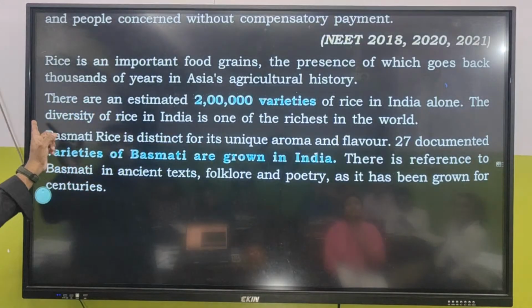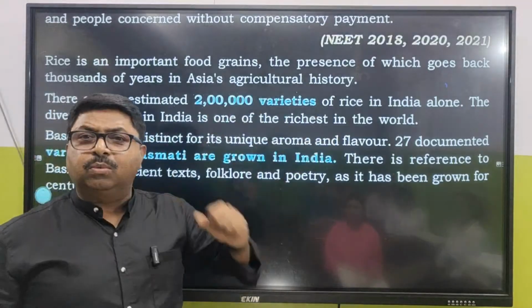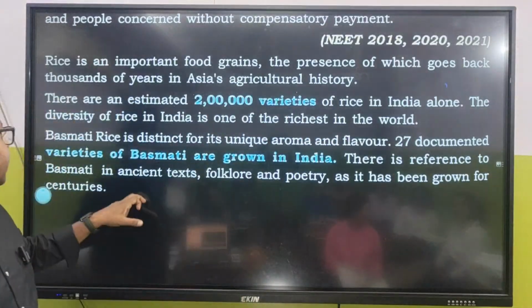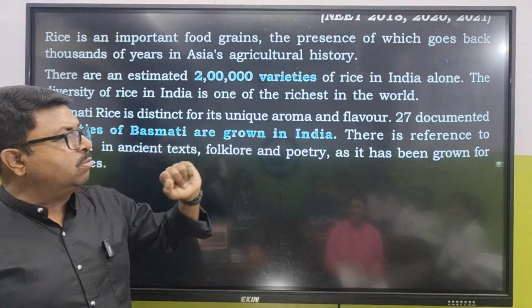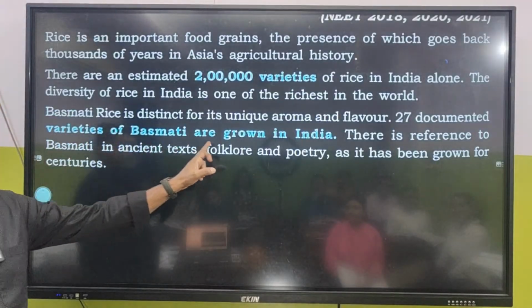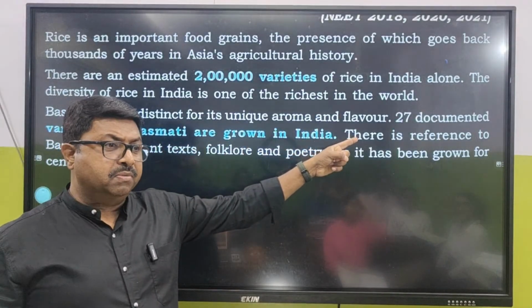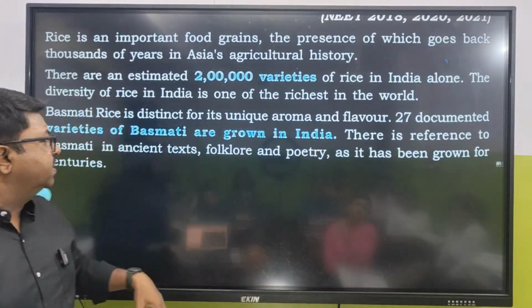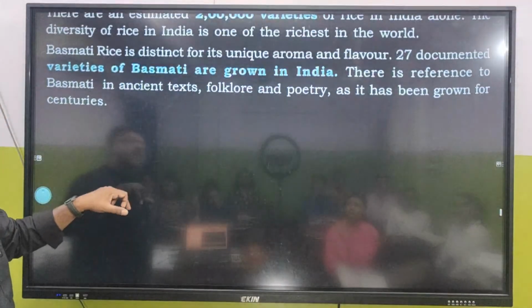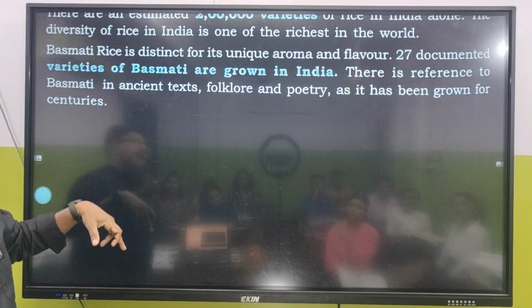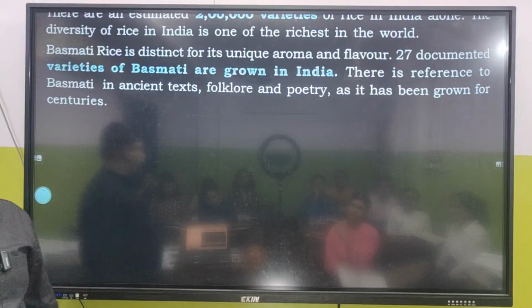The diversity of rice in India is one of the richest in the world. Basmati rice is distinct for its unique aroma and flavor. 27 documented varieties of basmati are grown in India. Terms are important: 27 documented. There is a reference to basmati in ancient texts, folklore and poetry, as it has been grown for centuries.